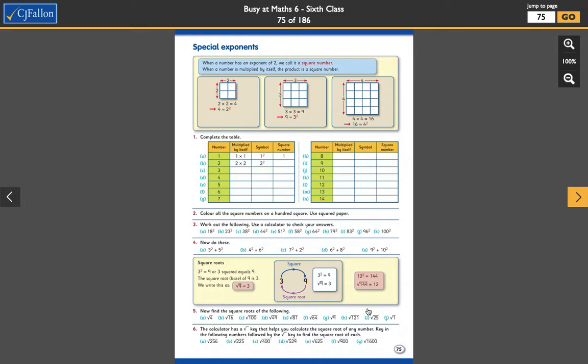I'm just going to go through this page again with you, and hopefully by the end of it you'll have a better idea of what we're doing on the page.